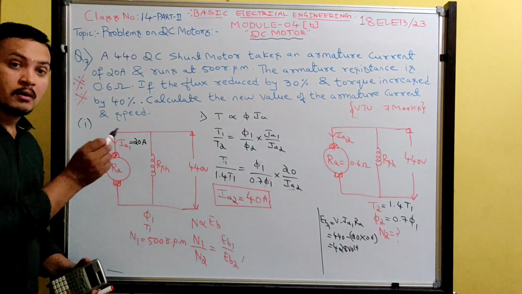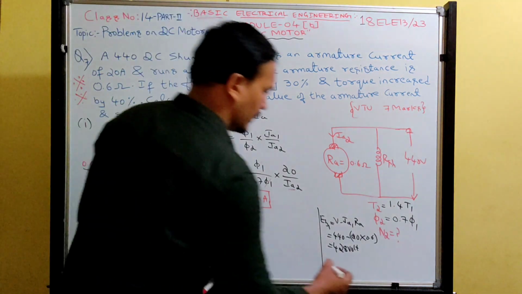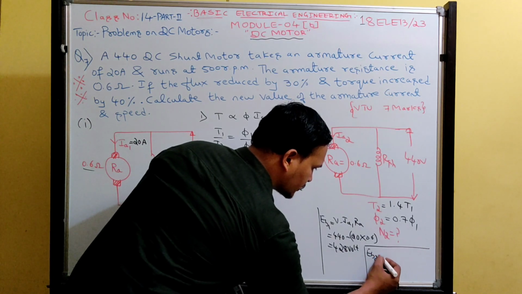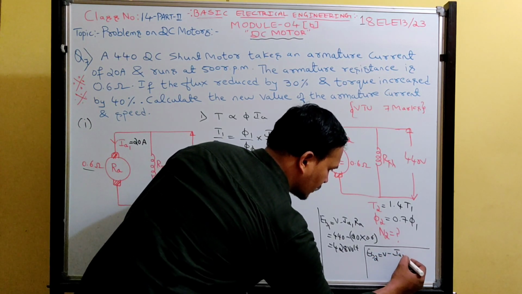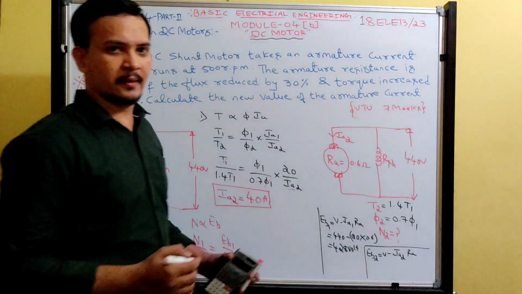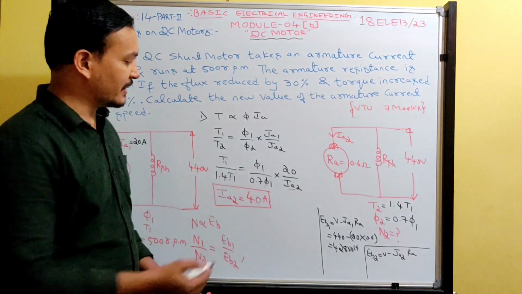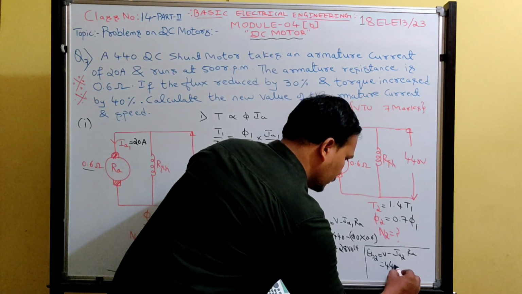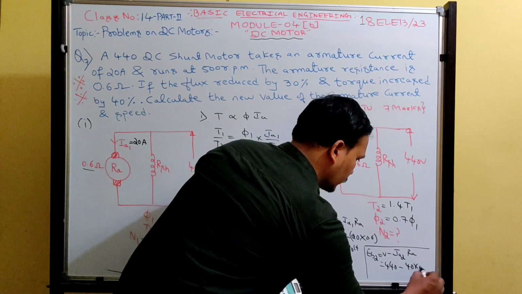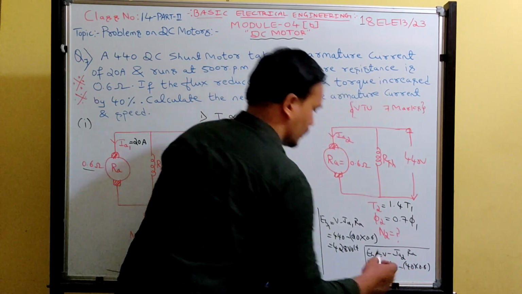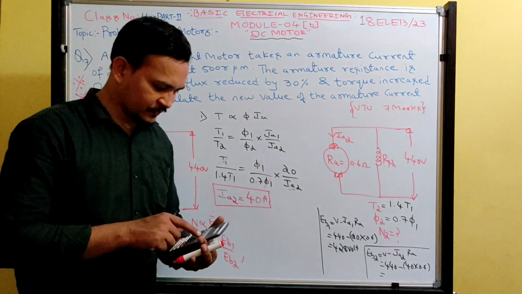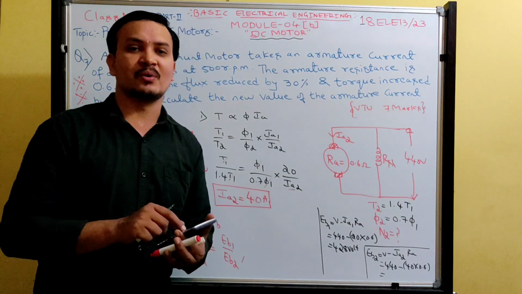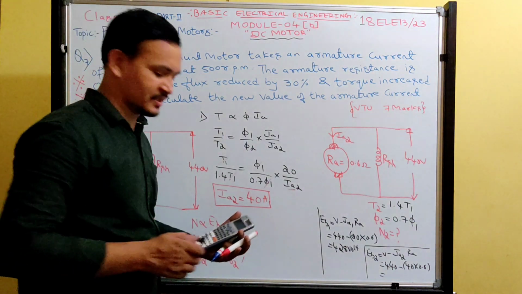EB is the back EMF in the first case. Similarly, I will find the back EMF EB2 somewhere here. EB2 is equal to V minus IA2 into RA. Now you should take the new current, which you already calculated. How much? 40. So now, 440 minus 40 into 0.6. So I think you may get 416 volts. Yes, 416 volts.